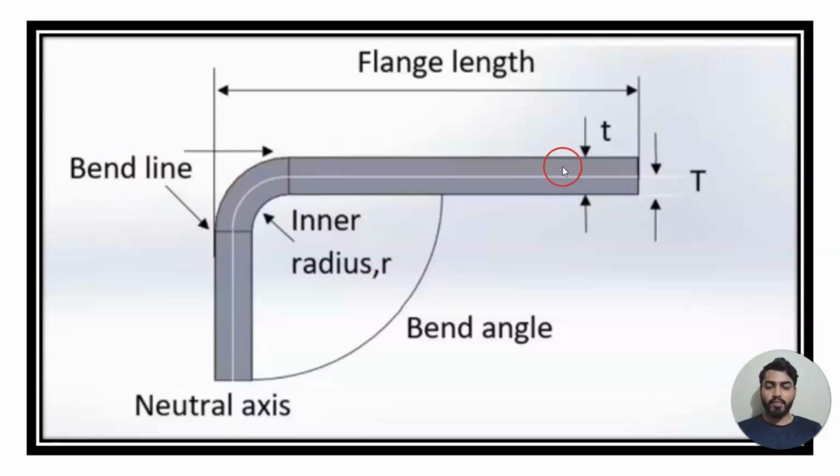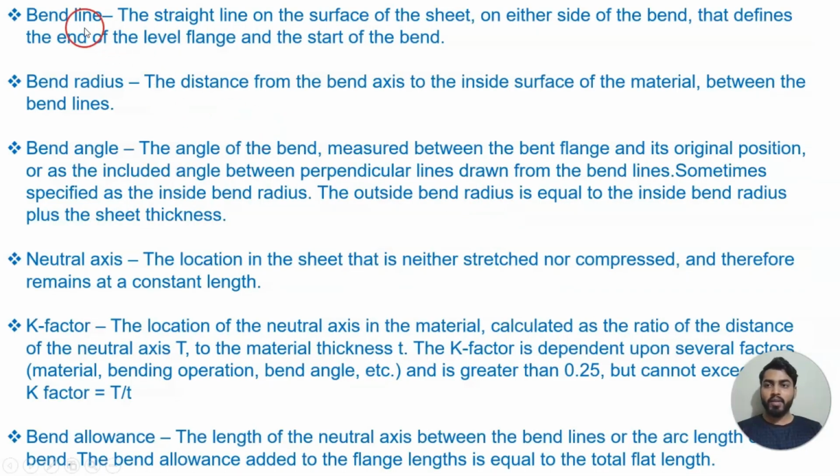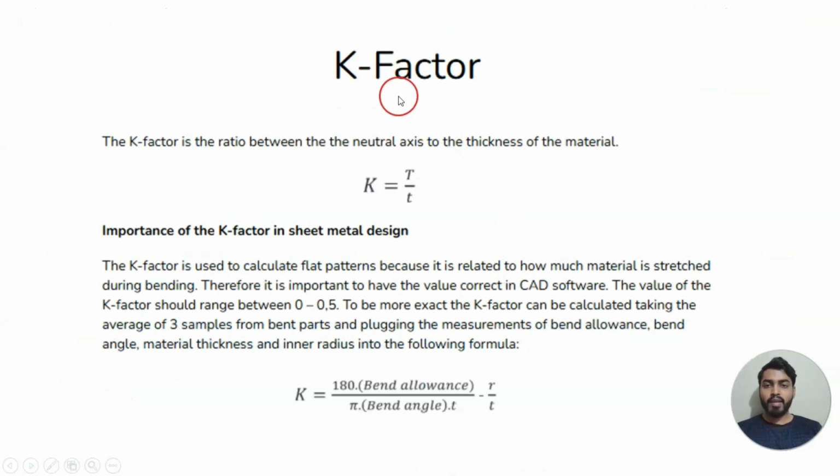So next you can see here. What is meant by bend line? What is the bend radius? What is the bend angle? As I have explained before, it is in theoretical format. So you can pause the video and read it once. Then about this K factor, again the next slide is available. There I'll explain. Now, K factor.